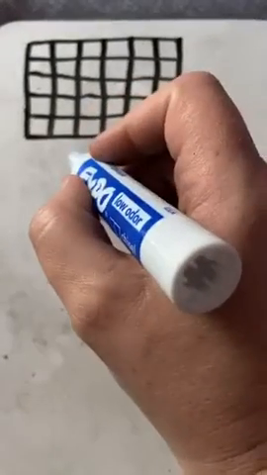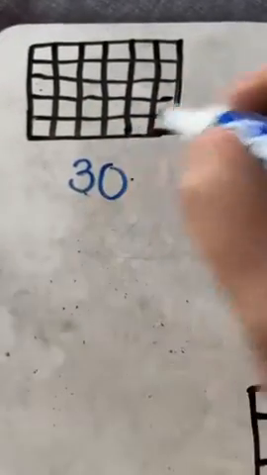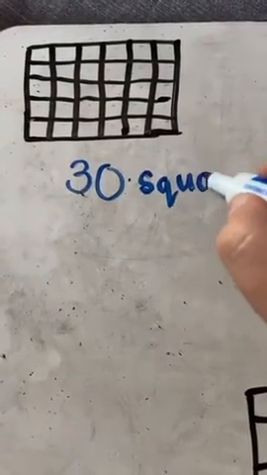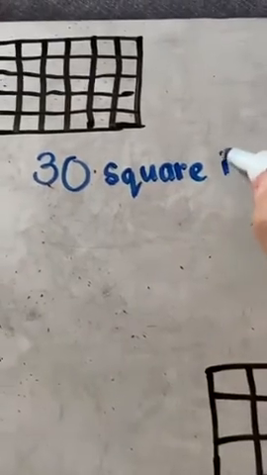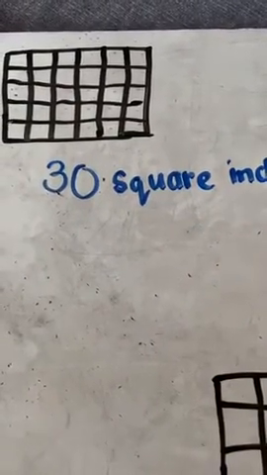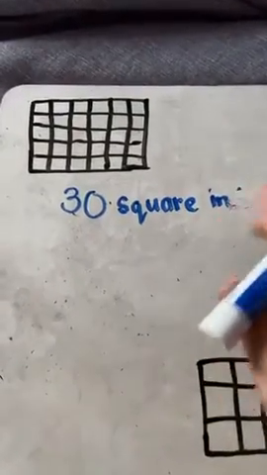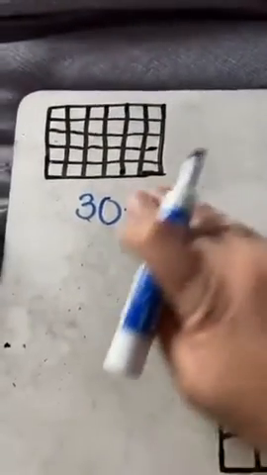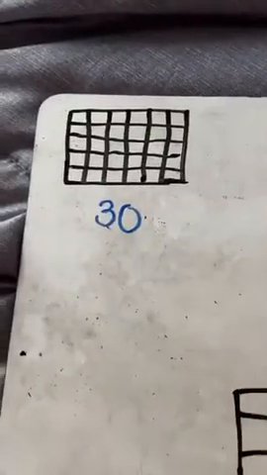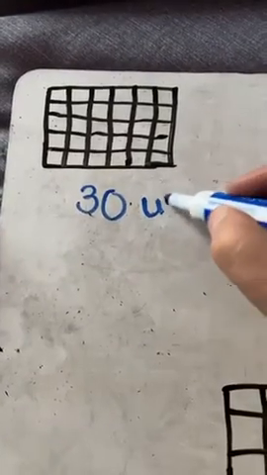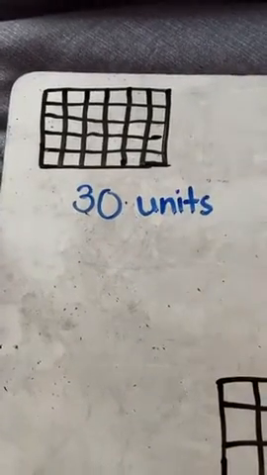So I'm going to label my box and I'm going to put 30. And how do I label it? Square inches. Now, does it say that this one is inches? No, it doesn't. So I can't put square inches. I have to put 30 units because we don't know what they measured in because they didn't tell us. Okay, now let's look over here. Let's try another one.